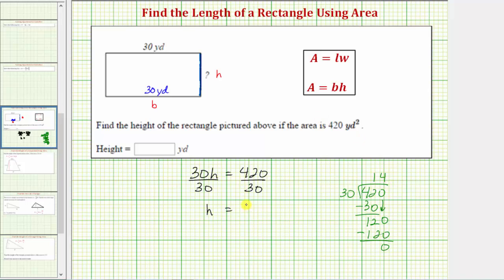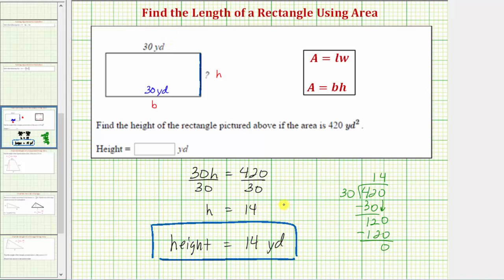And therefore h equals 14, which means the height of the rectangle must equal 14 yards. A rectangle that has a base of 30 yards and a height of 14 yards will have an area of 420 square yards. I hope you found this helpful.